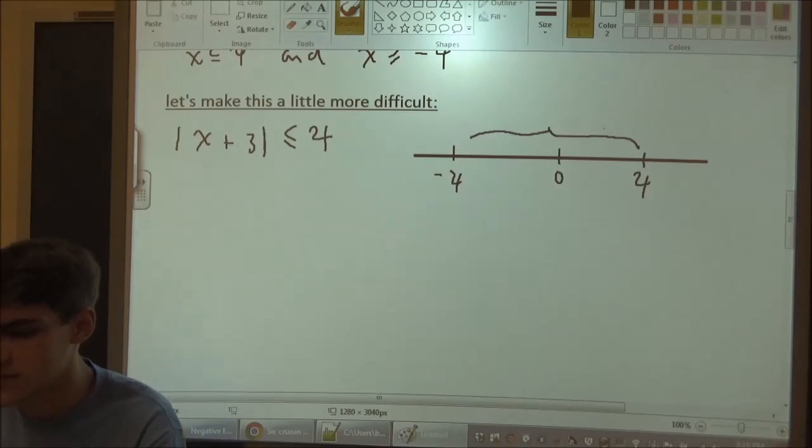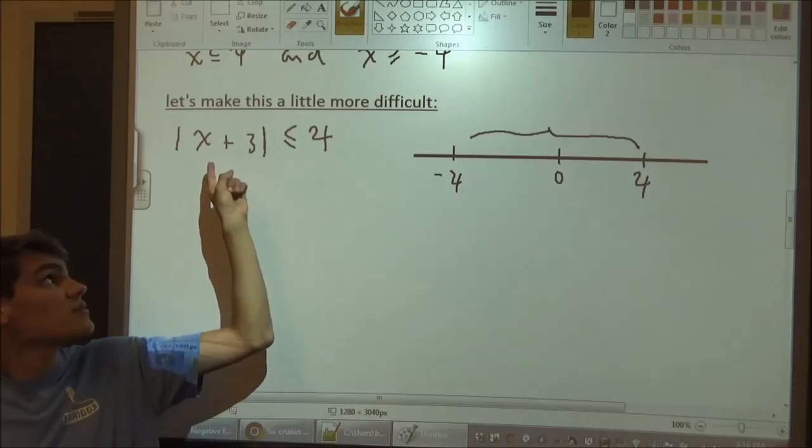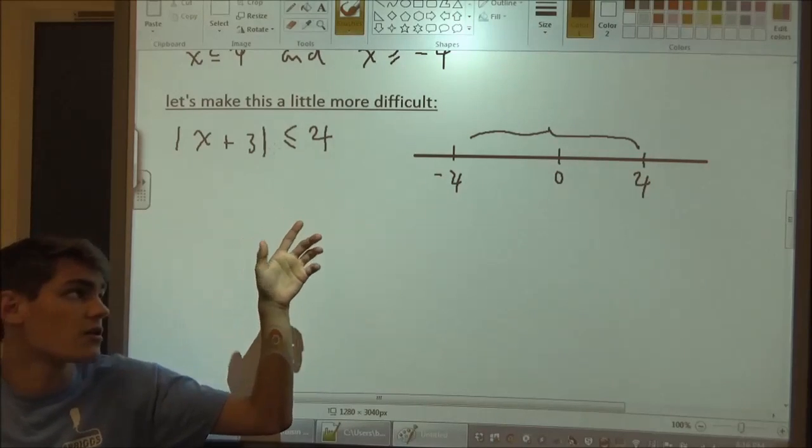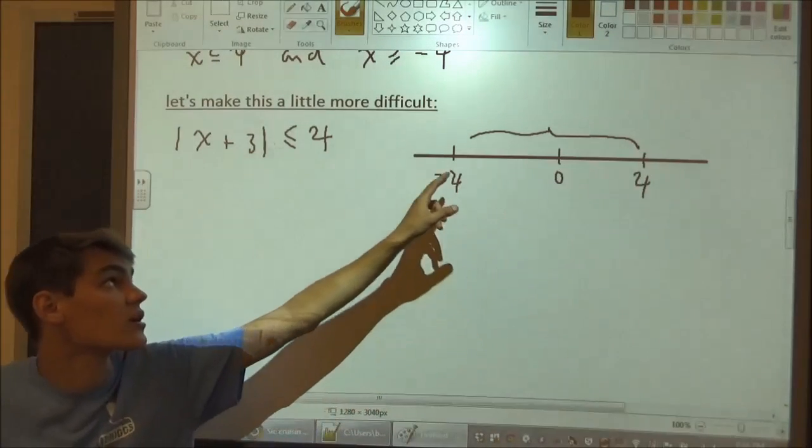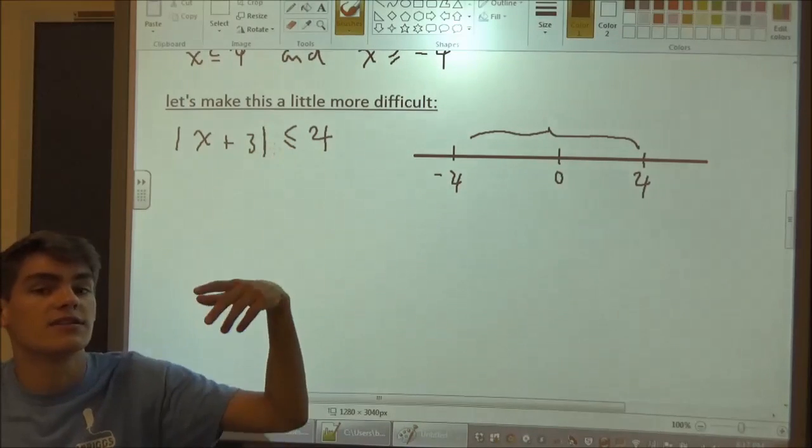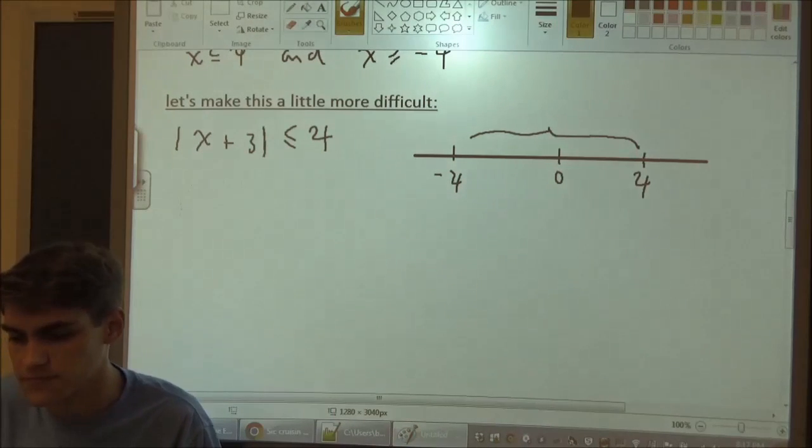conceptually I want you to think of distance. So whatever this is going to be, we don't know what it's going to be, we're going to handle that in a bit. It's going to look like this on the number line. Whatever's in here has to have a distance of less than or equal to 4.